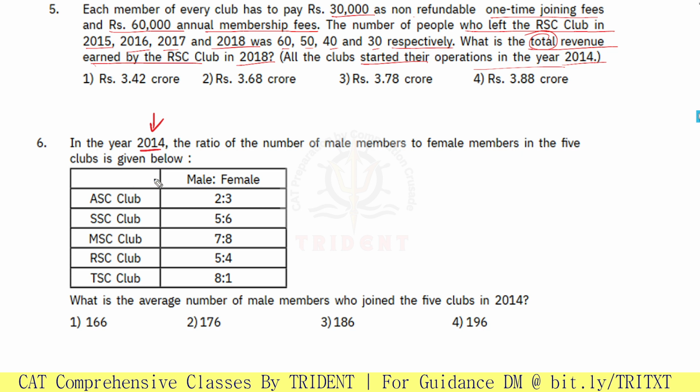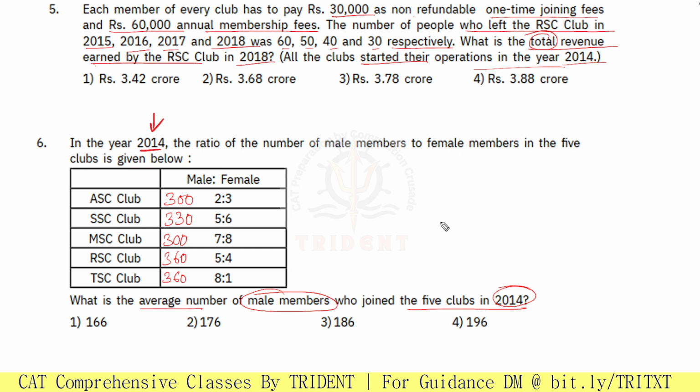Okay, so in 2014, the total number of ASC club members are 300. Now at this point it is advisable that you make use of the table to write the data. I'm writing it for my reference. You can even skip it. 300, 360 and 360. Now, we have been asked to find the average number of male members who have joined the 5 clubs in 2014.